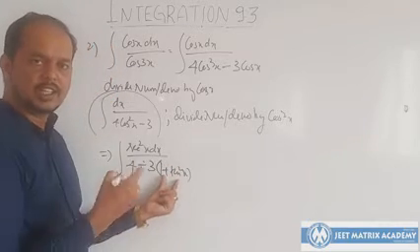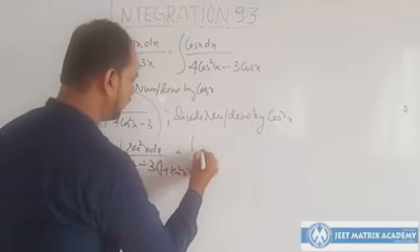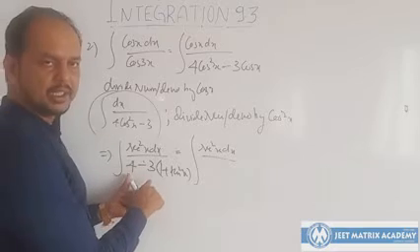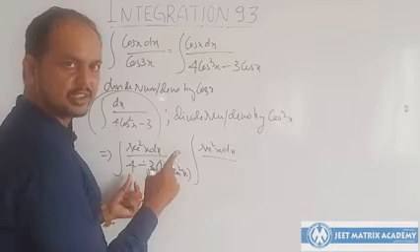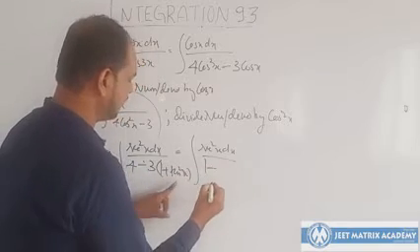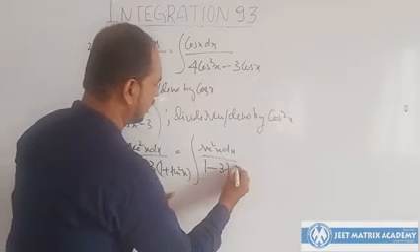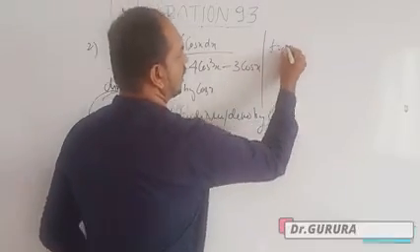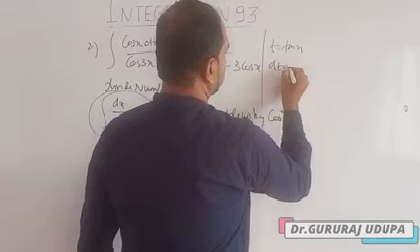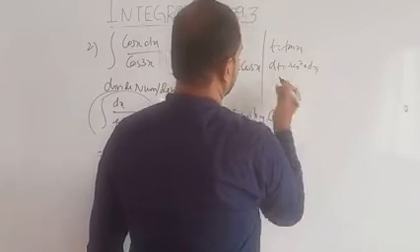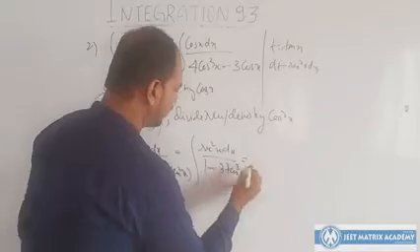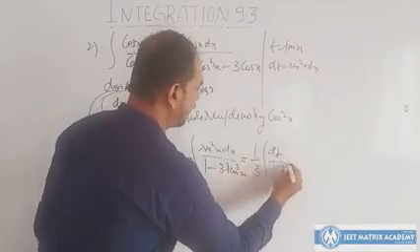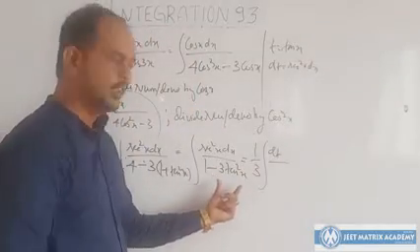Again, even this you can do in your mind, it is possible. Sec square x dx divided by 4 minus 3, that is 1 minus 3 tan square x. Am I right? So now substitute t as tan x, dt as sec square x dx. So I can replace, I'll take 1 by 3 outside, so I get 1 by 3 integration of dt by, again I am skipping the steps, keep observing.